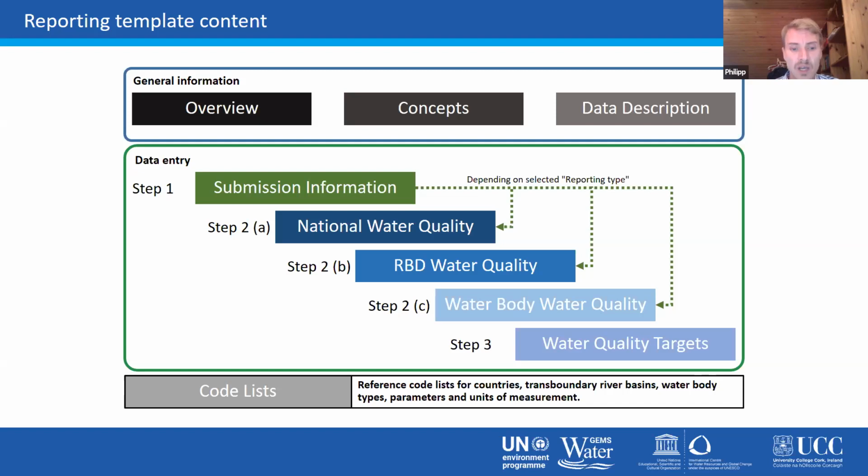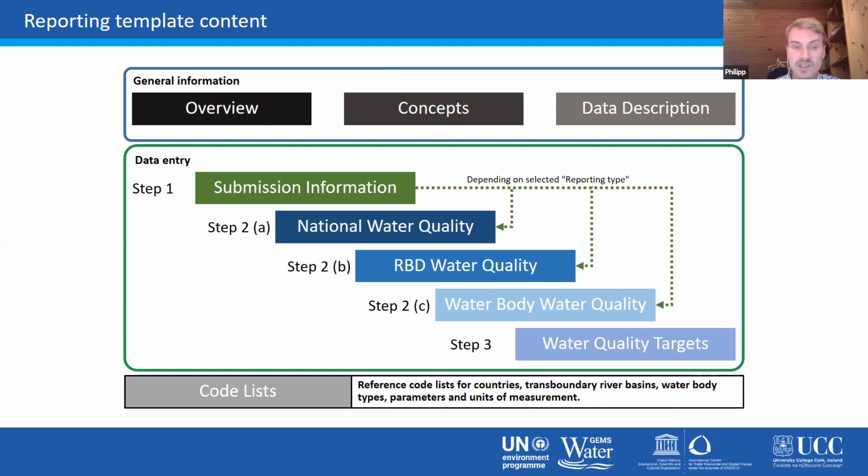And on the top, you see the first 3 tables, which provide general information. The overview table describes the structure of the template and provides you with some guidance on data entry. The second table on concepts describes the concepts and terms that have been used throughout the template. And the third general information table, data descriptions, describes the data formats of the different cells that are in the reporting template and where you need to enter data actually.